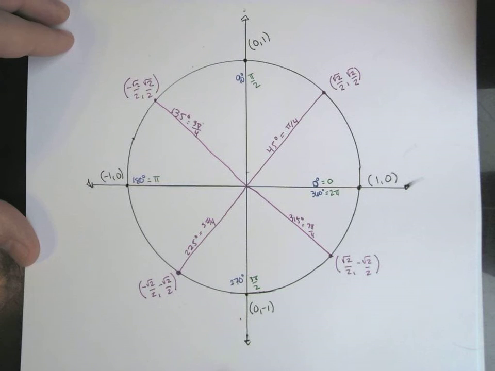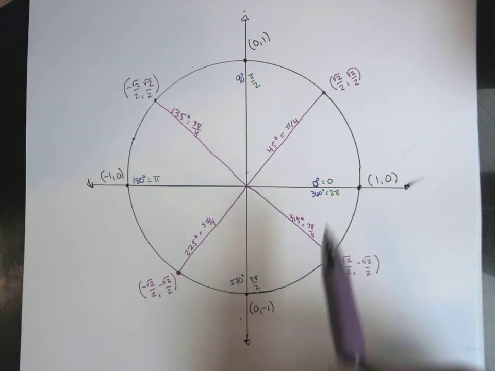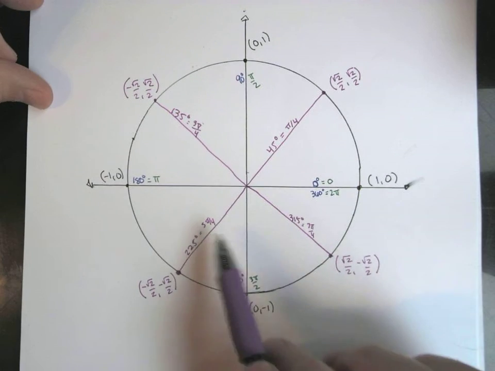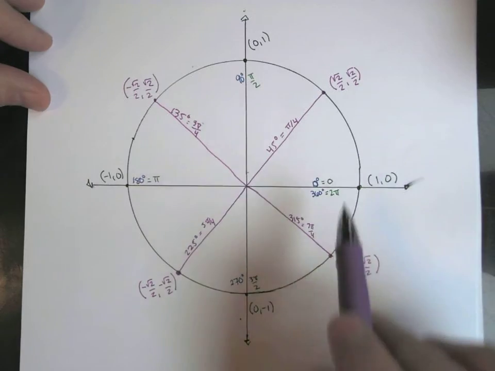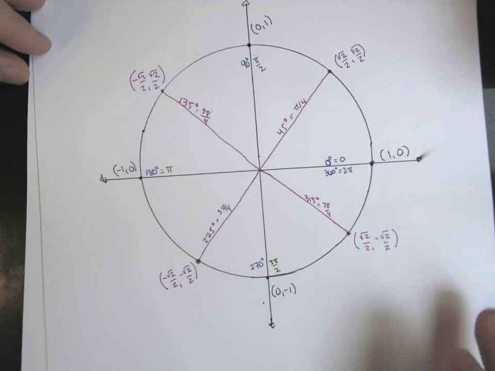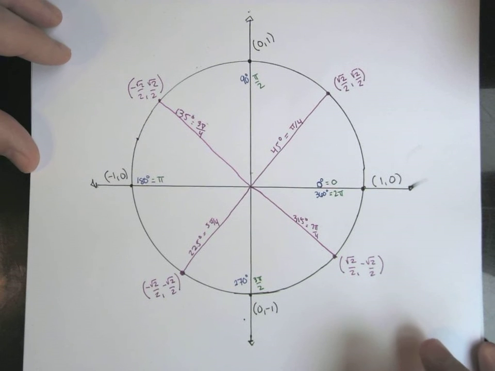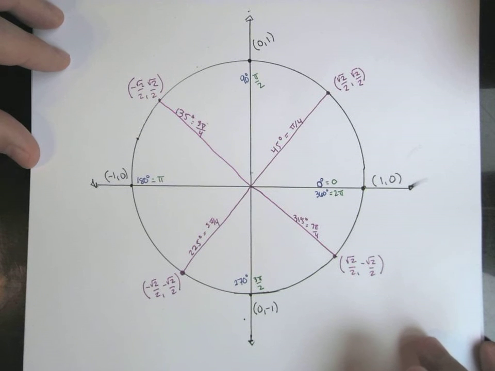So you get this really nice correspondence. 45 degrees is the reference angle for all these things, and so you get the same coordinates. You just have slightly different signage, so positive or negative based on the quadrant.